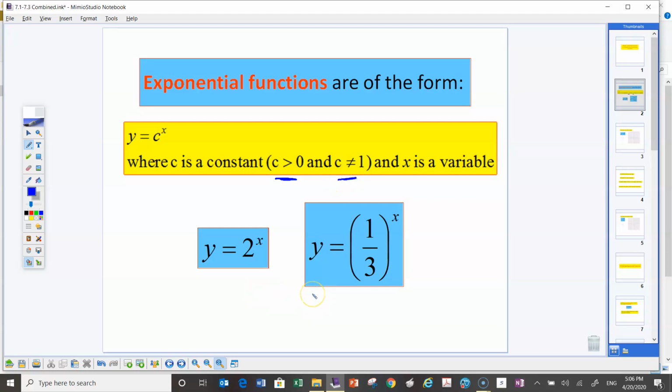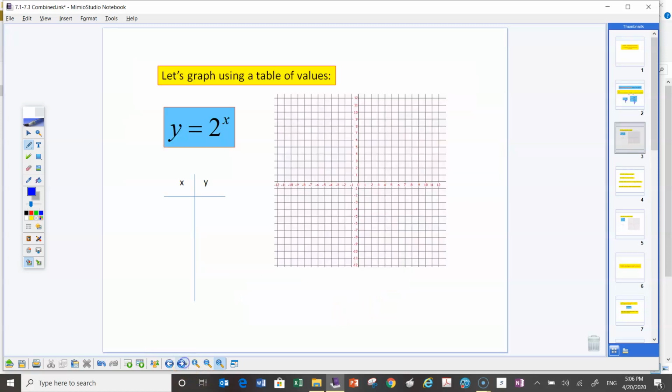So these two are examples of exponential functions because you notice we have a base that is positive, and in neither case does the base equal 1. Let's take a look at what the graph of an exponential function looks like, and let's start with say -2, -1, 0, 1, 2, and 3, and we'll make a table of values here.